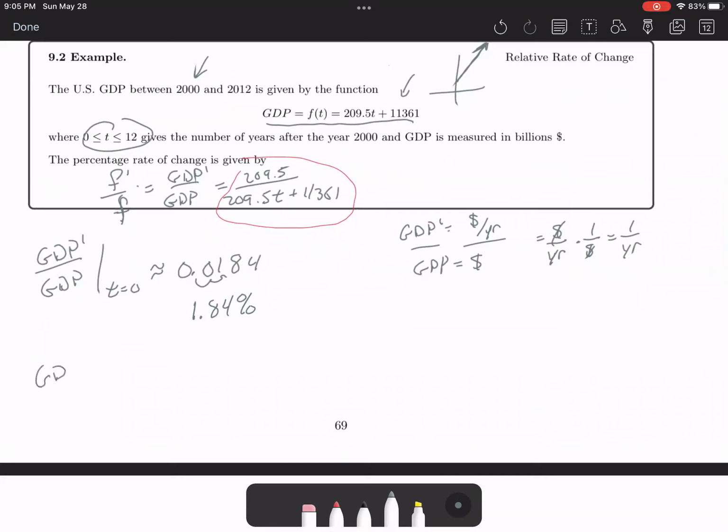We can do the same thing and evaluate the relative rate of change in the year 2012, and you get 0.0151 or 1.51%. So even though GDP is increasing at a constant rate of 209.5, we are slowing down at how fast we're increasing. So initially 1.84% growth, in the year 2012, only 1.51% growth.